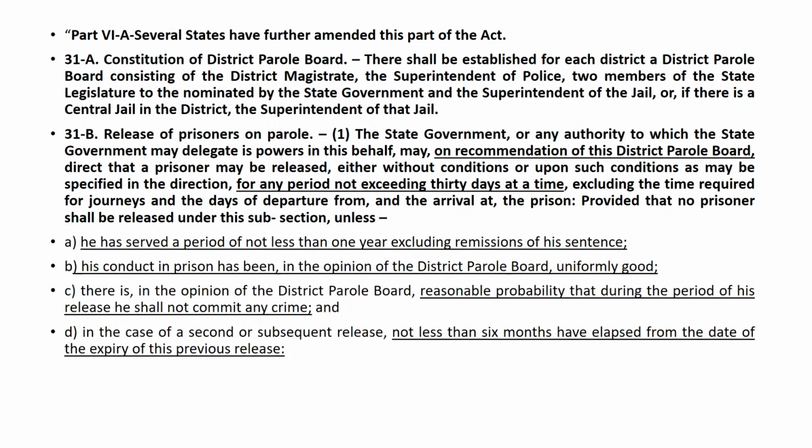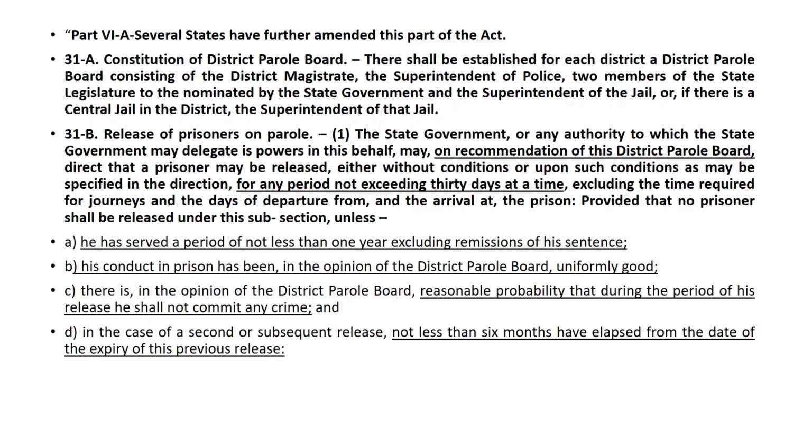Now, this Act deals with the aspect of releasing prisoners on parole, and for that it contemplates that on the recommendation of the district parole board, people may be released on parole with some conditions being imposed on them for a period not exceeding 30 days at a time, provided that no prisoner shall be released unless he has served a period of imprisonment not less than 1 year. It should not be less than 1 year. Only prisoners who have served more than 1 year are entitled to be released on parole.